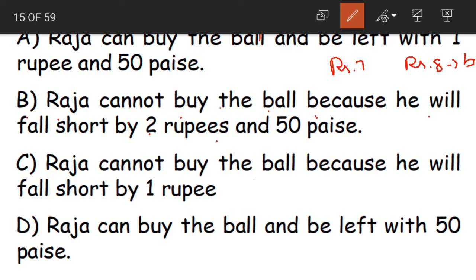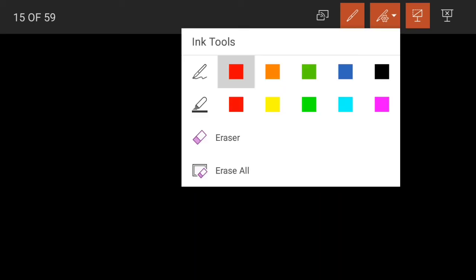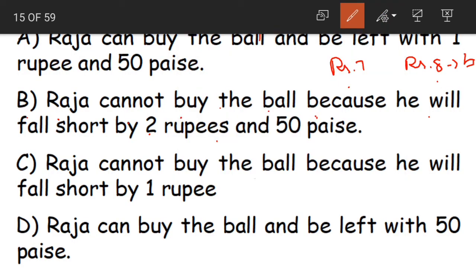Now, is this true children? If you look at the difference between the amounts, the ball is 8 rupees but he has only 7 rupees. When we subtract, he is falling short of only 1 rupee. But here they are saying that he will fall short by 2 rupee and 50 paise. So again B is wrong. Coming to option C, Raja cannot buy the ball because he will fall short by 1 rupee. Yes, this is our correct option. Raja cannot buy the ball.